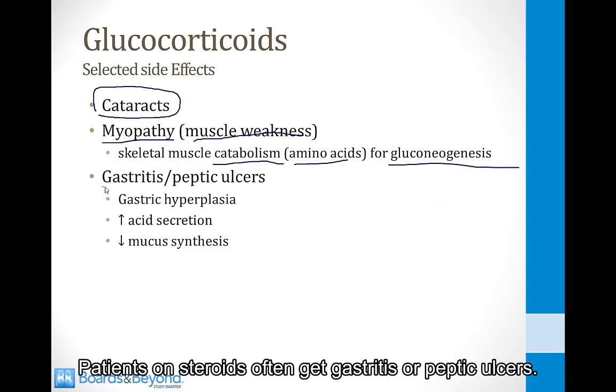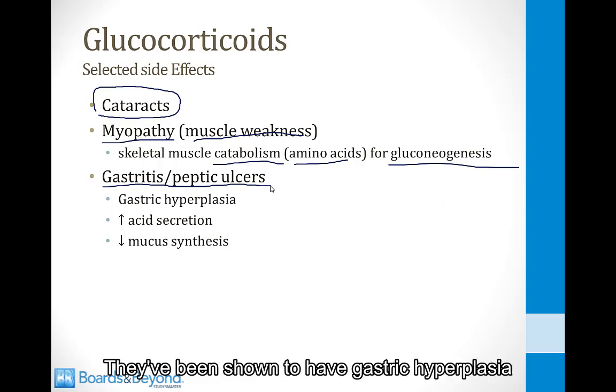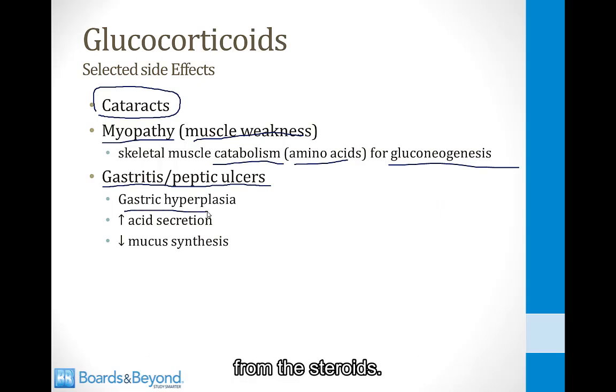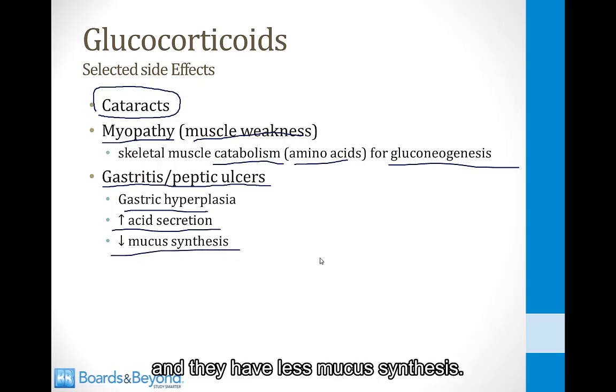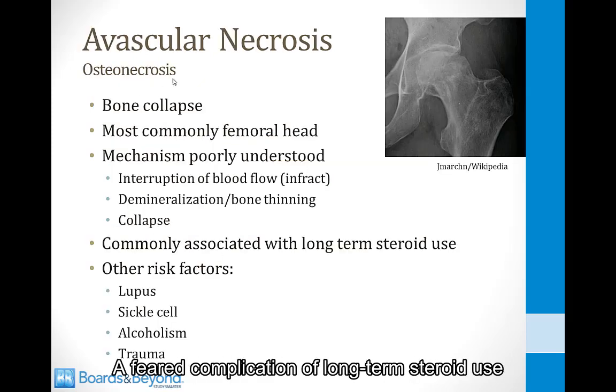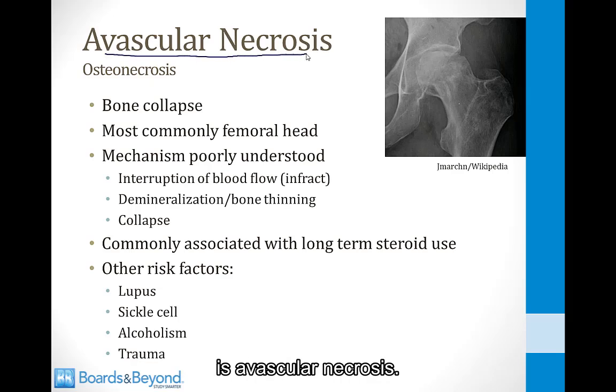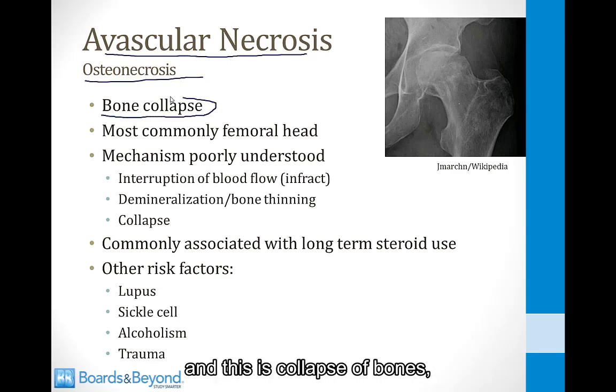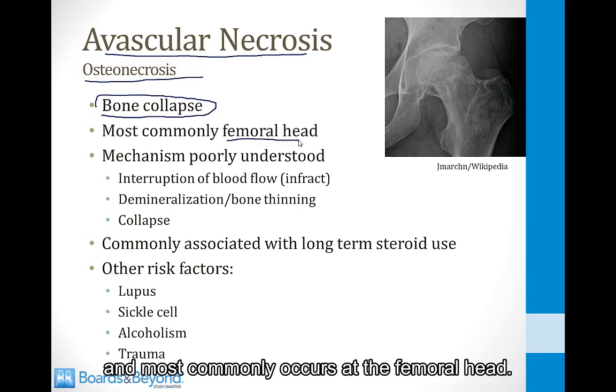Patients on steroids often get gastritis or peptic ulcers. They've been shown to have gastric hypoplasia from the steroids. They have more acid secretion, and they have less mucus synthesis. A feared complication of long-term steroid use is avascular necrosis. This is also called osteonecrosis, and this is collapse of bones. It most commonly occurs at the femoral head.